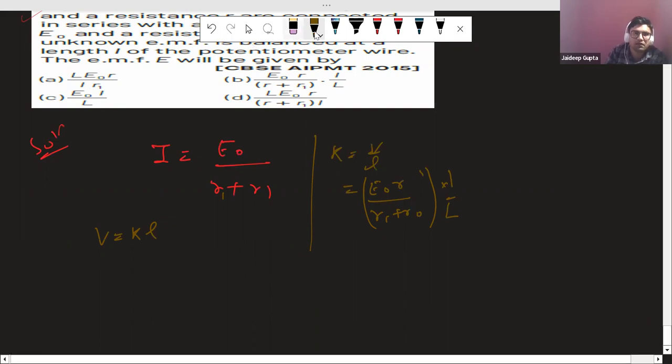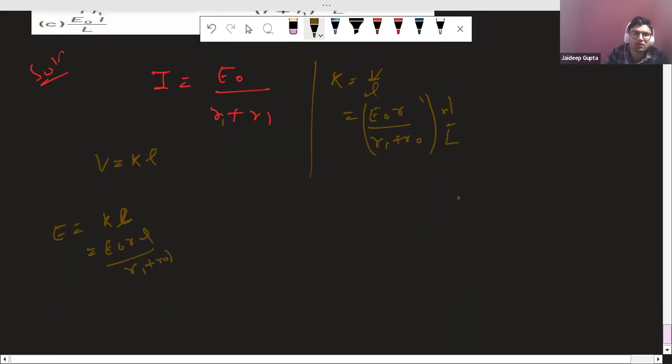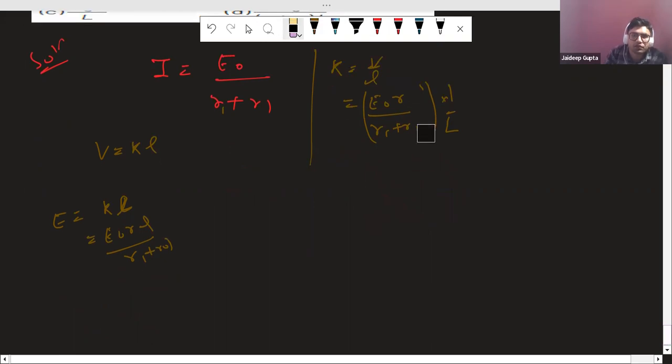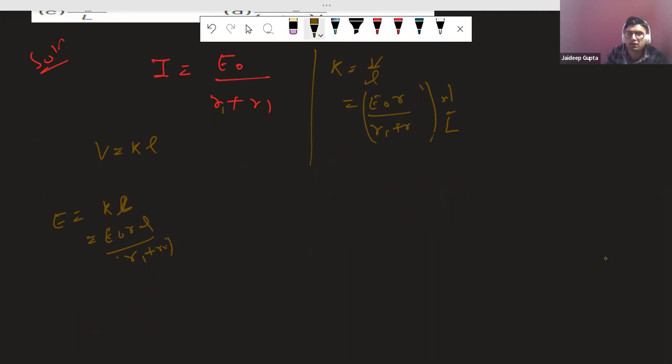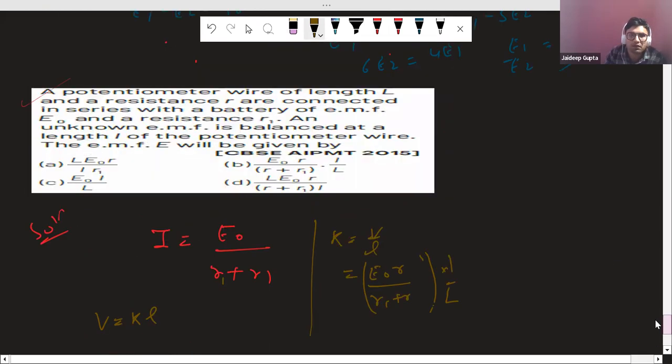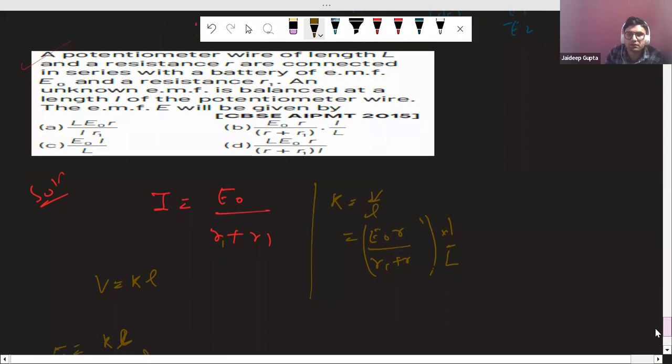So EMF will be, what is EMF? E equals K times L, the length. What is K? E naught R over L times R1 plus R naught. I think R naught, or R? What is given in the question? There is no R naught. B is the answer.